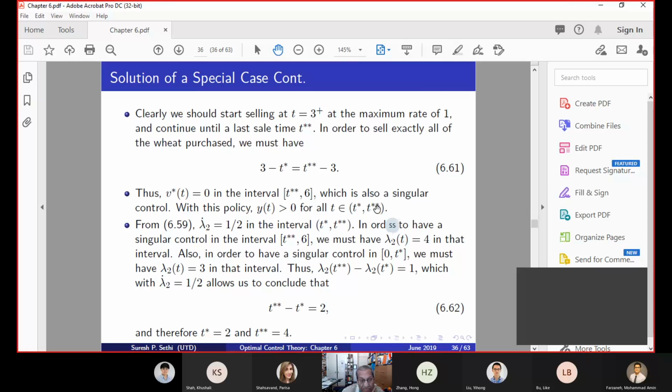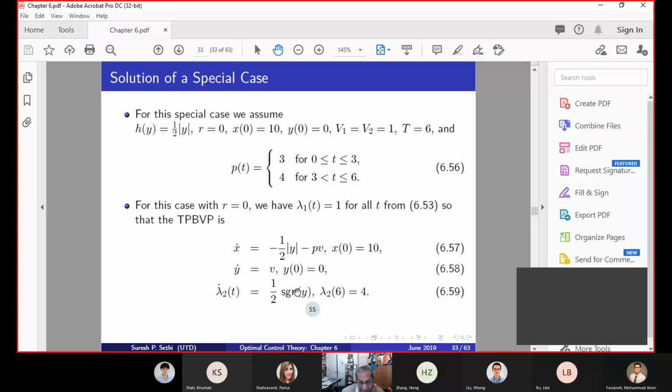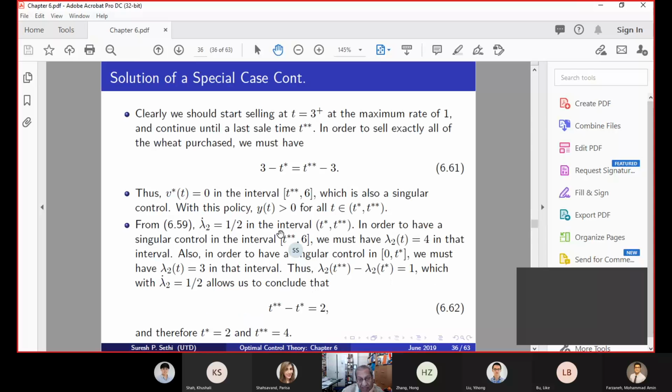Okay. But in that interval, I will have a wheat. Then lambda 2 dot, because I will have a wheat, this is exactly sine of y is 1, because this is absolute value of y, so sine of y will be 1. And half minus half times 1 is 1, half times 1 is half, so lambda 2 dot is exactly half. So in the interval T star to double T star, my lambda 2 dot should be exactly half.